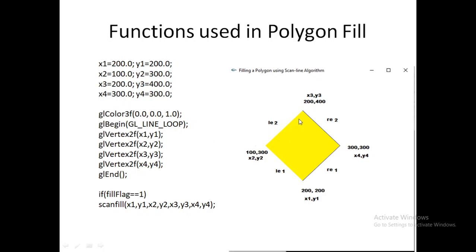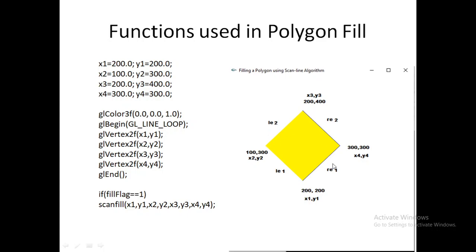Let us see the basics. So this is a polygon here. We have to create this polygon and we have to fill the color. Here we have created a polygon and filled yellow color. Now what are the coordinates for this polygon? They are initialized here: x1, y1, x2, y2, x3, y3, x4, y4. Here you can see the 4 values: this is 200, 200, this is 100, 300, this is 200, 400 and this is 300, 300. You can see 4 coordinates.